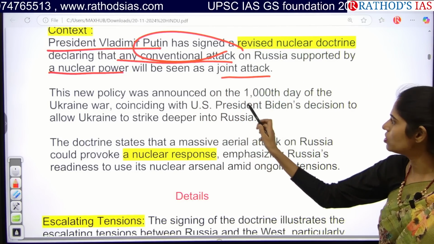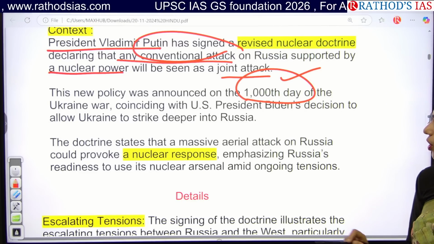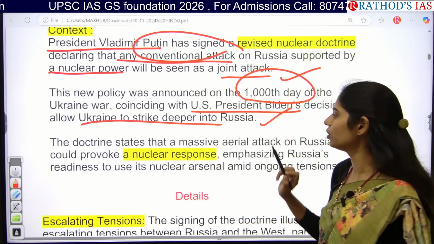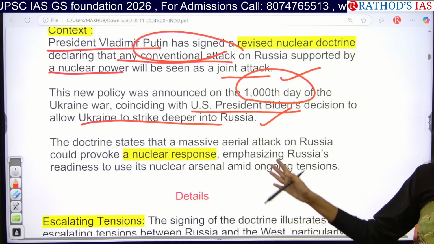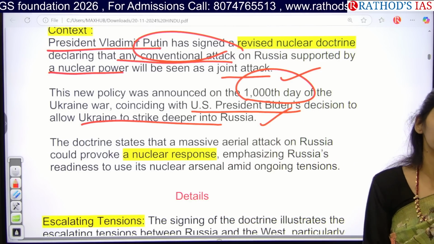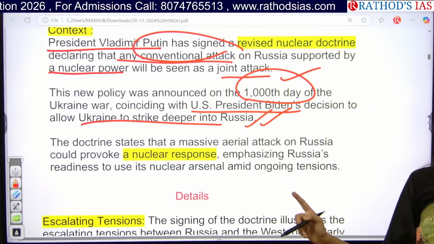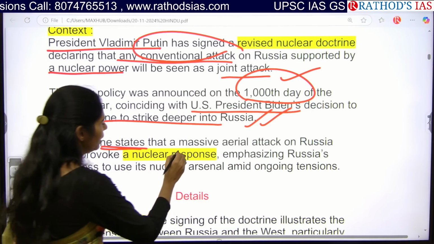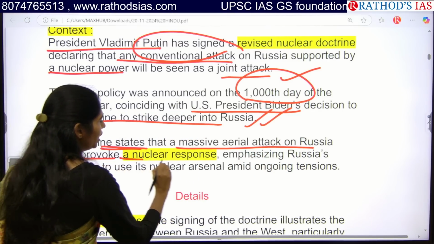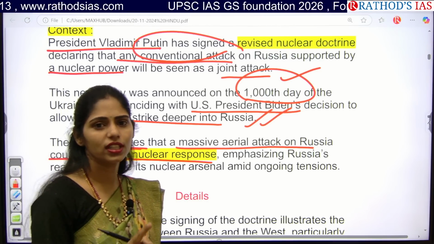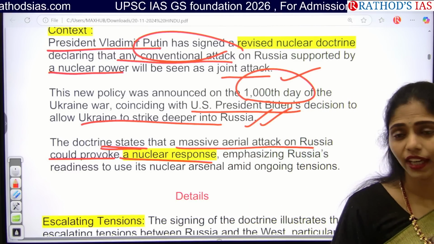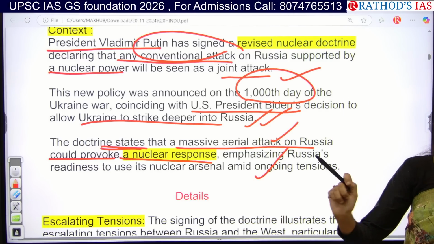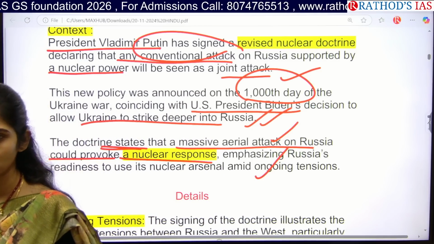And this new policy was announced on the 1000th day of the Russia-Ukraine war, which coincides with the US President's decision to allow Ukraine to strike deeper into Russia. Even the earlier President of the US and now the new President are providing financial assistance and equipment for Ukraine to fight against Russia. And one more thing in this doctrine: the President of Russia says that a massive aerial attack on Russia could also provoke a nuclear response. If any country is supporting Ukraine and doing any aerial attack on Russia, then we are going to start using nuclear arsenals, that is, nuclear bombs. So that is about this new Russian doctrine.